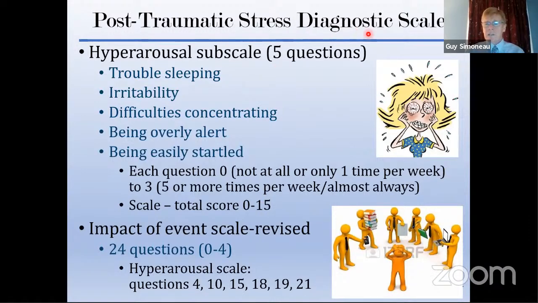post-traumatic stress diagnostic scale has a cost to use. But it asks questions about trouble sleeping, irritability, difficulties concentrating, being overly alert, and being easily startled. So if you don't use the scale, you can ask those questions. Another scale that's available that asks very similar questions is the impact of event scale. In this scale, there's a hyperarousal scale, which is those six questions here. So instead of being 6 out of 15, if you use these questions from the impact of event scale, the threshold should be about 9 out of 24.